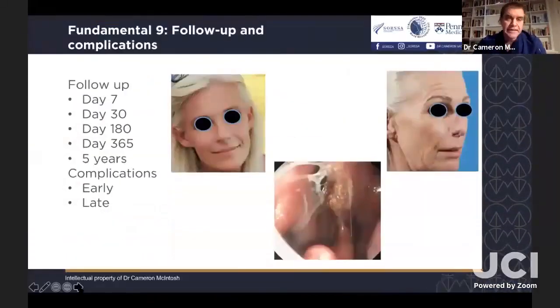So let's touch base here on fundamental number 9, which is follow-up and complications. I will follow up my patients at day 7, where I'll remove all the dressings and all the sutures. I'll follow them up a month later, at 6 months, at 1 year, and at 5 years. And we will be speaking to you guys about what to expect as that progresses.